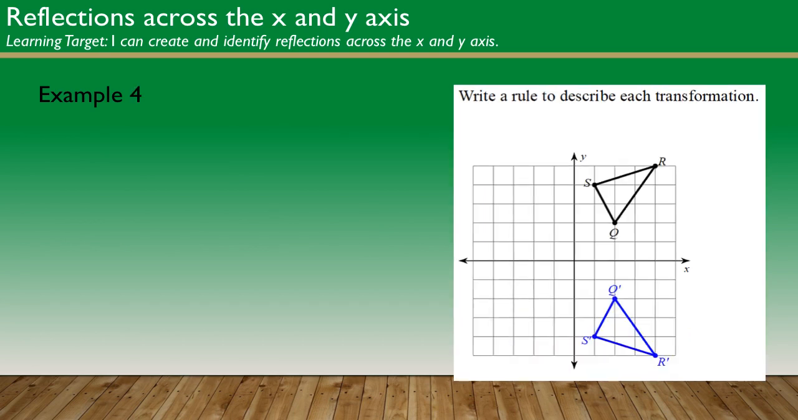Here's another one. We see that this one is being reflected over the x-axis. In words, we're going to say this is a reflection over the x-axis. In coordinate notation, we're going to say that (x, y), and what we're doing here is swapping the sign of y. So it becomes (x, negative y). That would be our rule.